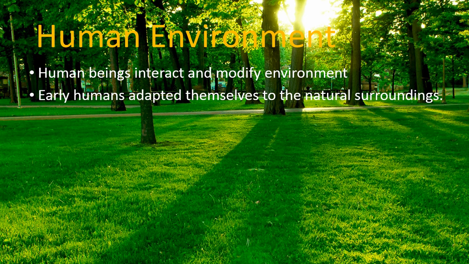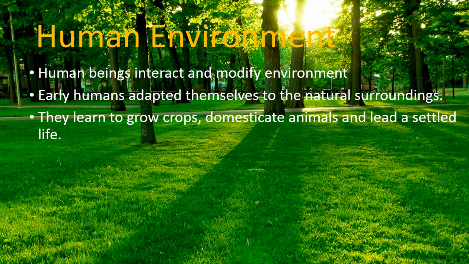They used to collect fruits, roots and other parts of the trees. They used to hunt animals. It means they were fulfilling their needs by directly using the things available in nature. Next, what happened? What change occurred? They learned to grow crops, domesticate animals, and lead a settled life.